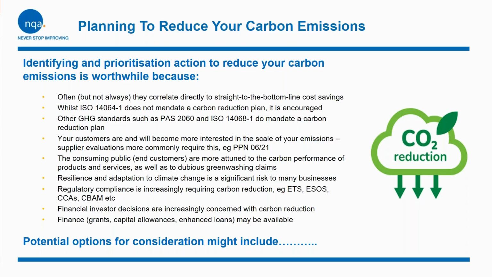So your customers are and will become more interested in the scale of the emissions, and this is from your supplier evaluations, and more commonly require that under the PPN 06-21. So under PPN 06-21, this is a government scheme, and it is for any large procurement. Now the level of work carried out under that is actually reducing. That's obviously putting a lot of focus on suppliers, and I think we had looked at this in our first section, looking at the supplier evaluations for that.